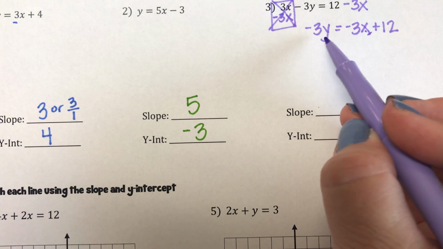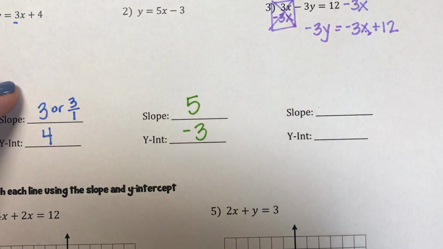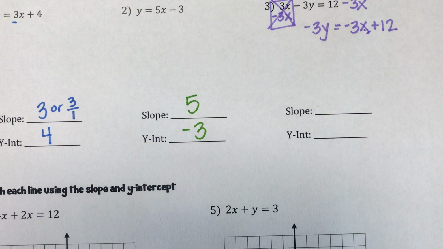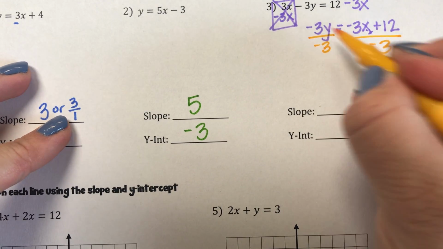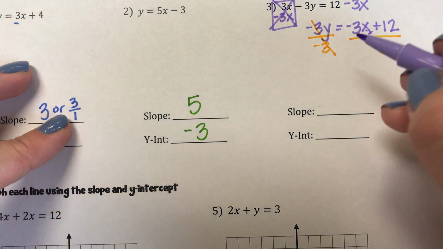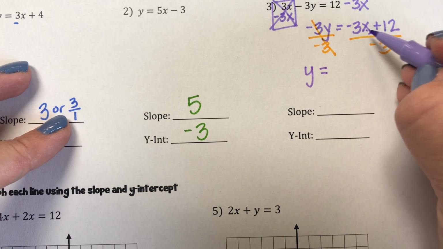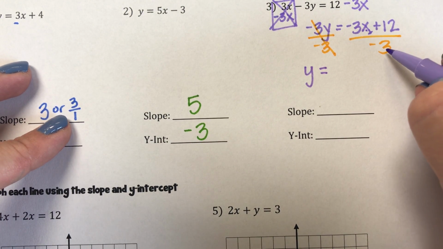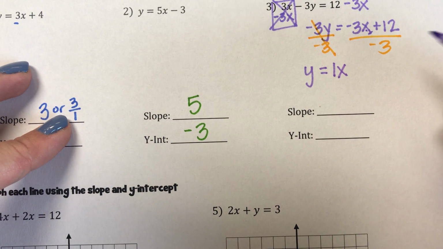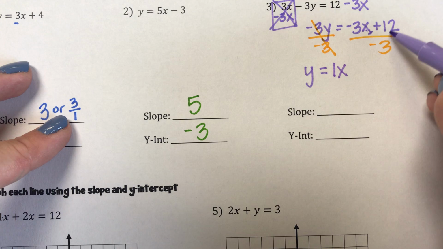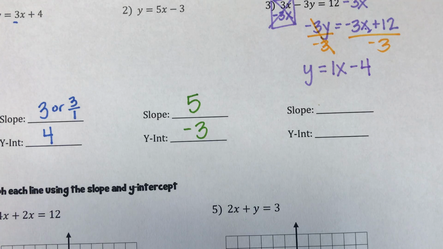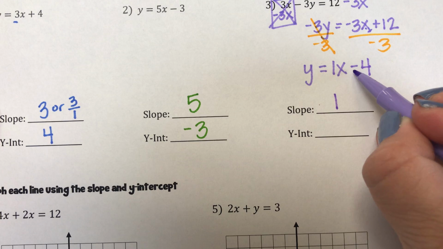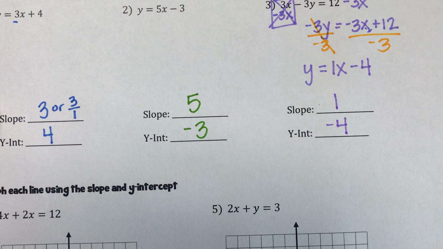Okay, so -3y equals -3x plus 12. But now what we have to do is divide everything by -3, because I just want y, I don't want -3y. So now I have y equals -3x divided by -3 is just 1x, or you could just say x. And then 12 divided by 3 is -4. If you want to call that plus -4, that means the exact same thing. So my slope would be 1, and my y-intercept would be -4.